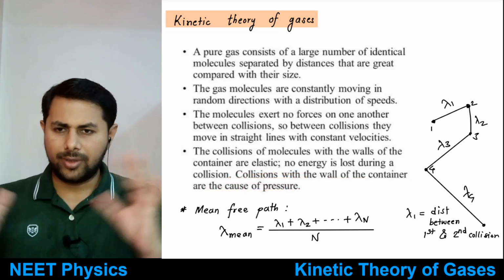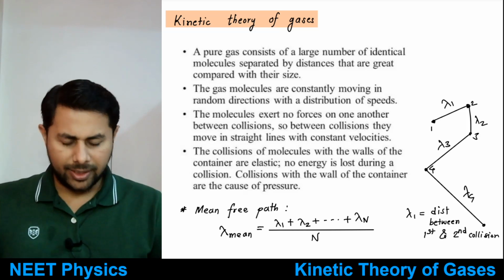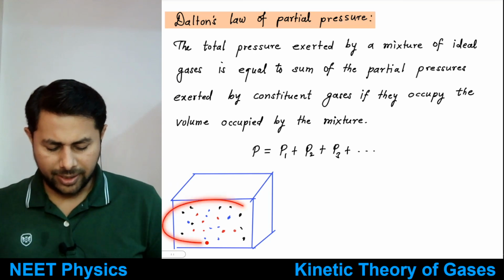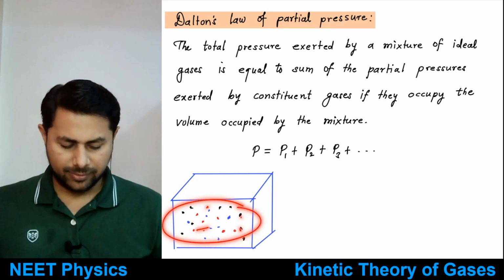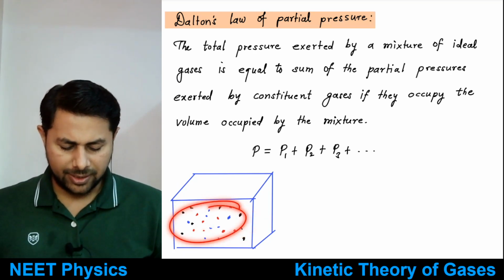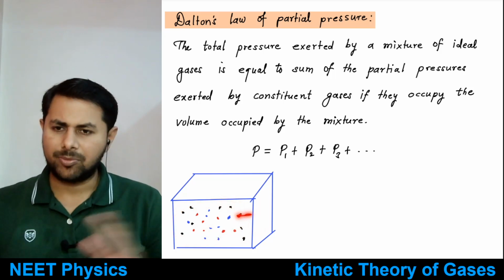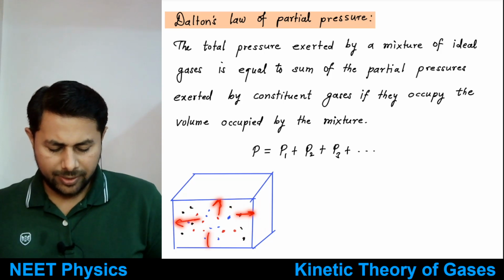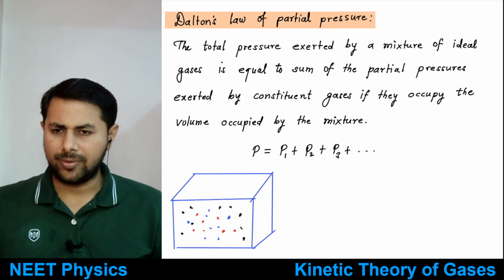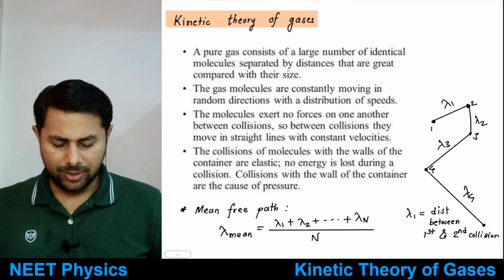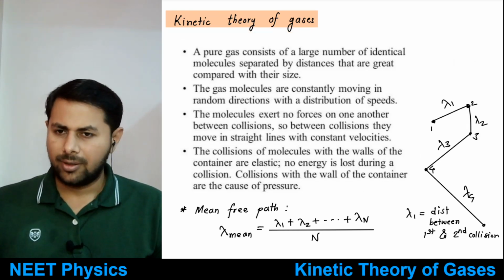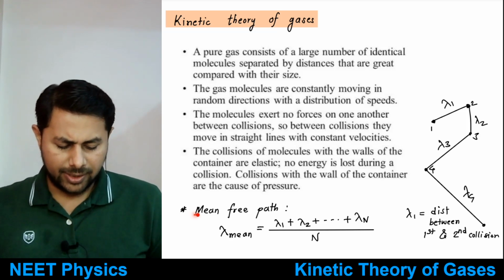Okay, so if there is some pressure in a container, suppose this is a container and it contains some gas. So these gas molecules are moving in random directions and they collide with the walls of the container. These collisions are the cause of the pressure. So that's what the kinetic theory of gases says, right? Okay, and then there is a definition.